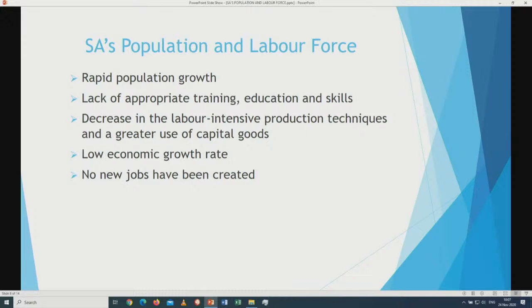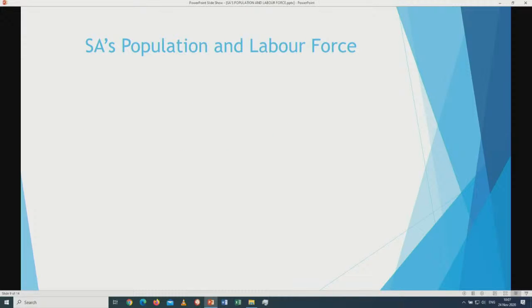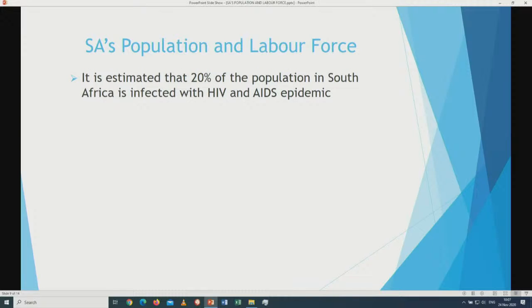Now let's move on and look at the next, which is still on South Africa's labor force and population. Now, it is estimated that about 20% of South Africa's population is infected with HIV and AIDS epidemic.